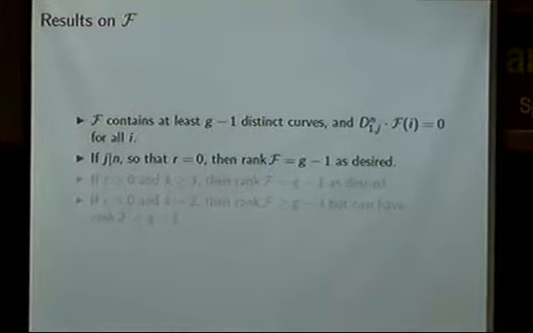Then the proof splits into some cases. So if J actually divides N, then you can show that the rank of the family is G minus 1, which is exactly what you wanted. You're done. The divisor is extremal.